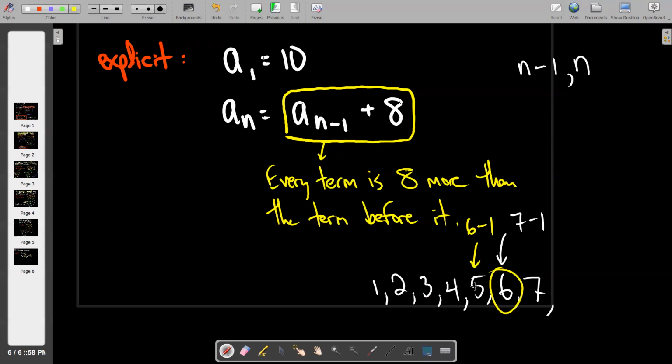So what it says in the yellow box is every term is 8 more than the term before it. And you might say, well, where does that come from? Well, right here is the term before. It would be 8 more than the term that comes before it.